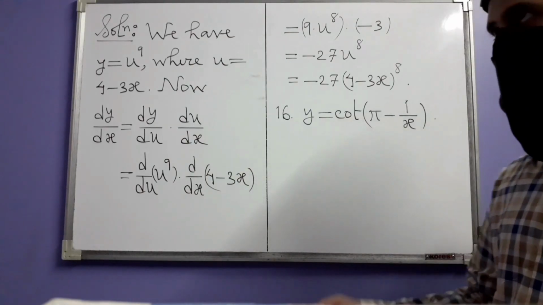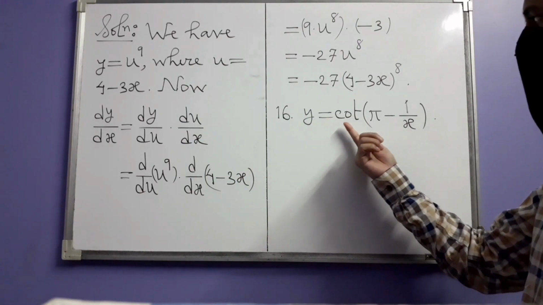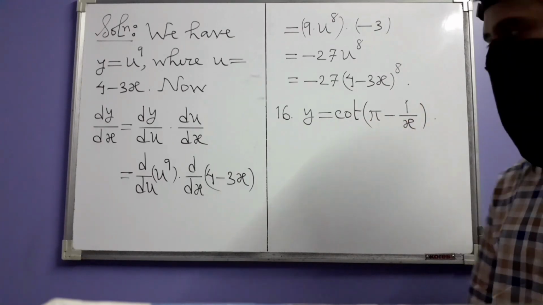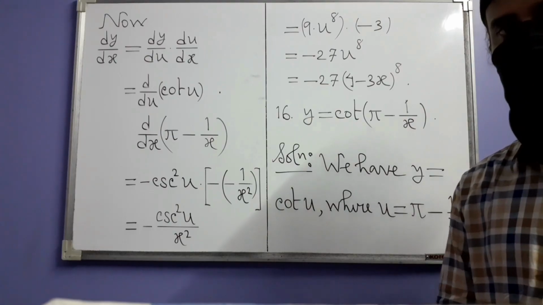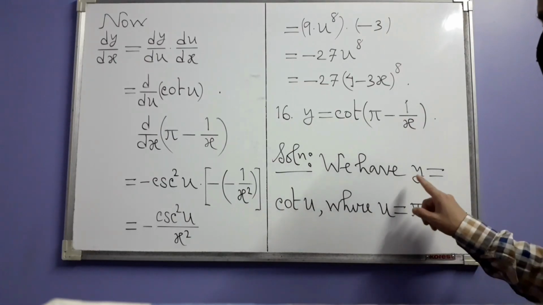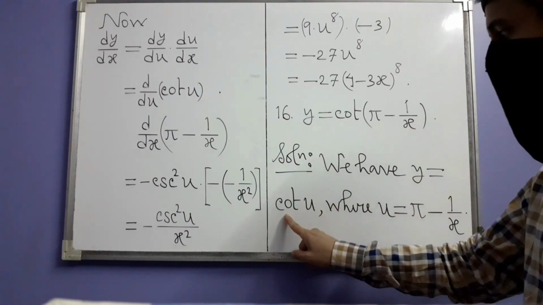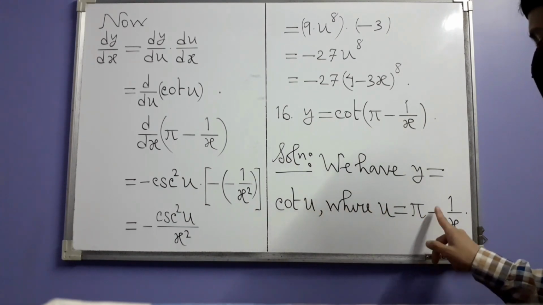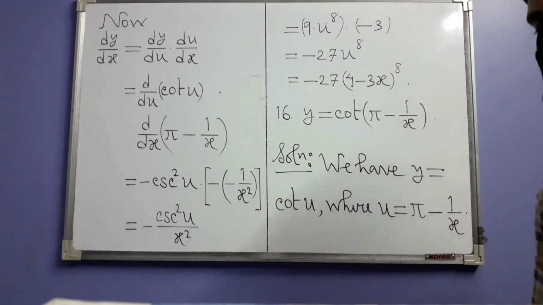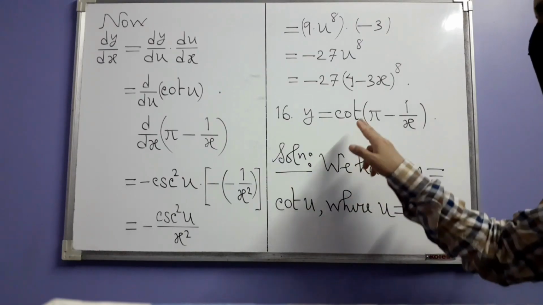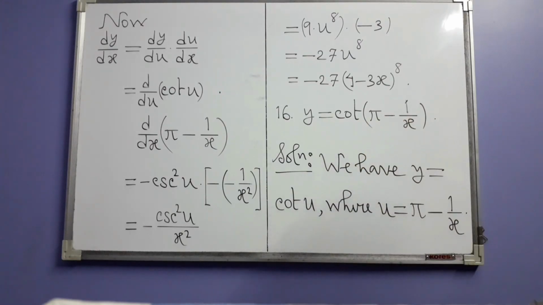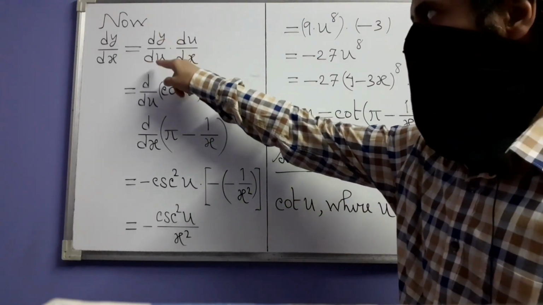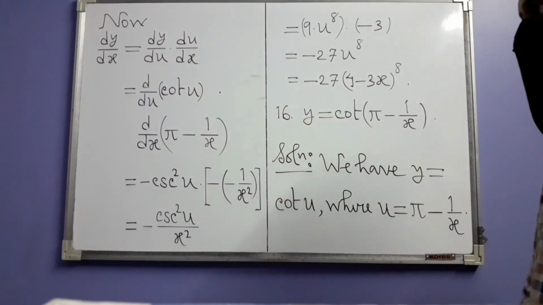Next, let us take the 16th one. Here y equals cot of pi minus 1 divided by x. So in this case also the split is obvious. You can write y as the cotangent of u, a new variable where u is pi minus 1 divided by x, so that their composite is the given function. And then we apply our usual chain rule: dy dx equals dy du times du dx.